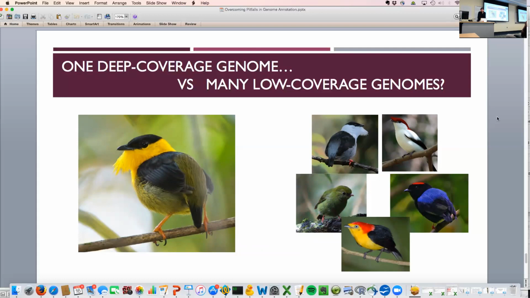There are specific gaps in the current Manakin genome. How would those be addressed? Deeper coverage sequencing. So that means more sequencing: different individuals or the same individual? Ideally the same individual. If you want to do a single genome, then you want to do the same individual.